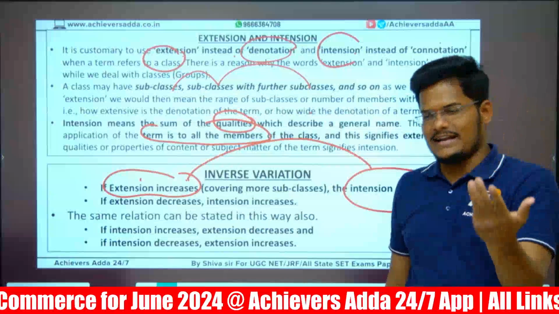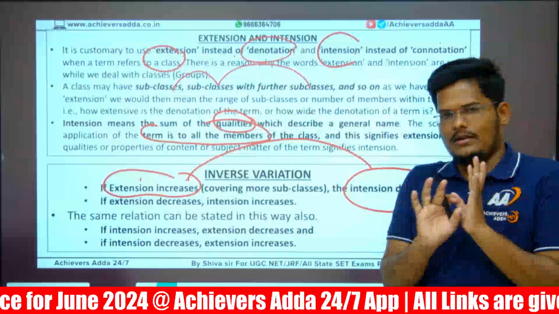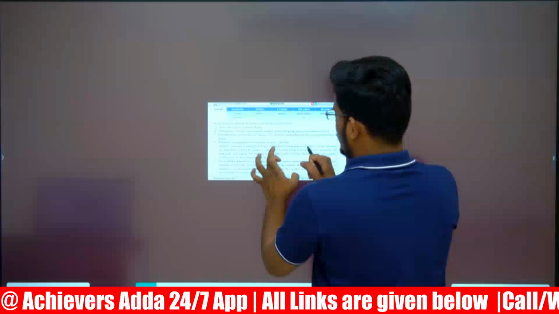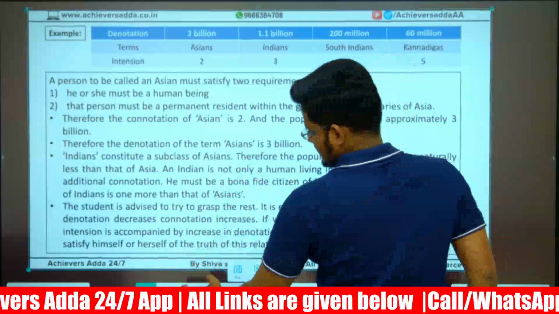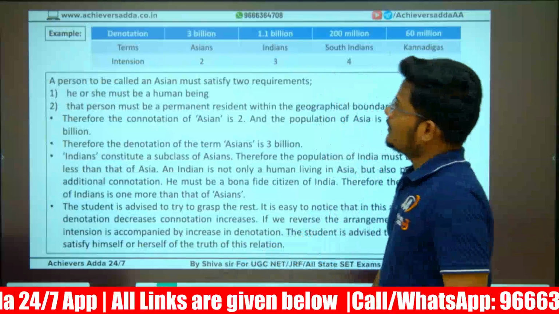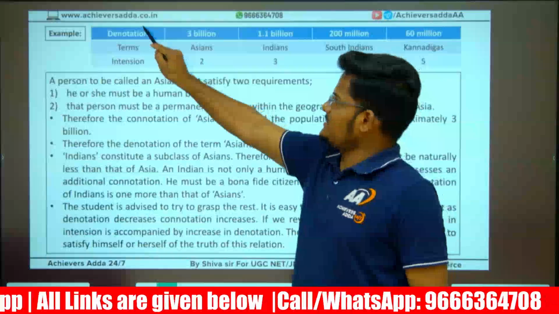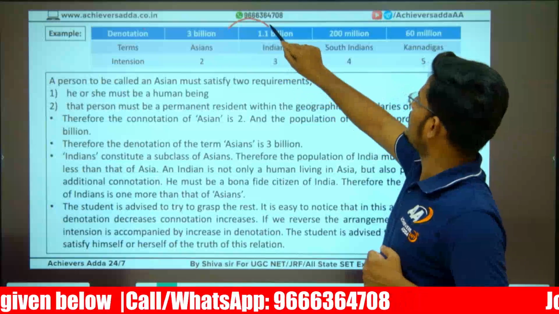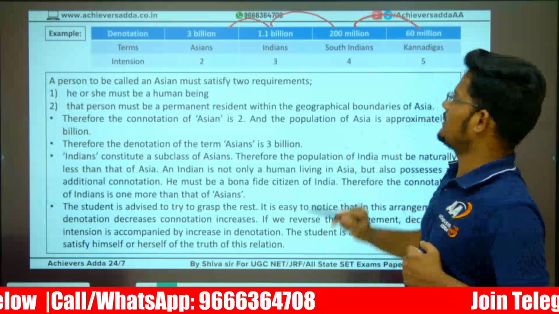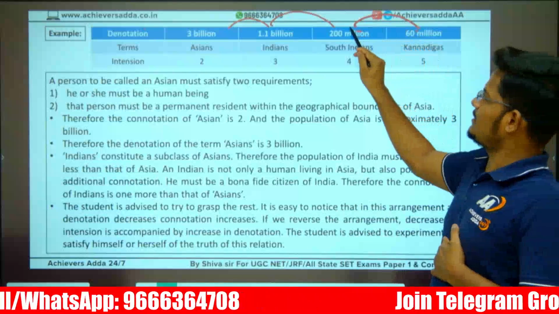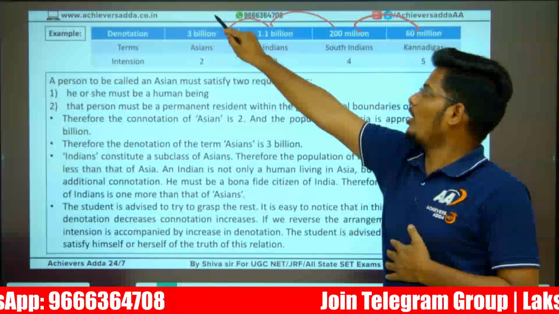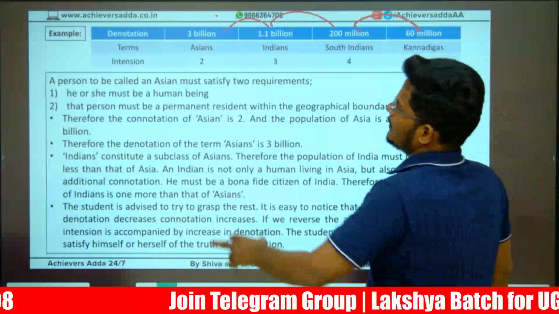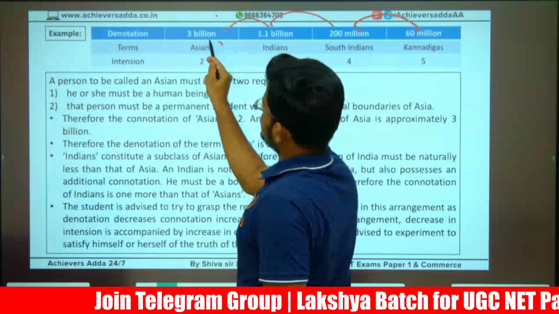You are not understanding this type of analogy without an example. I will put the same thing in example form. You try to look at this. This is a static example generally. Suppose a denotation is the 3 billion group, 1.5 billion, 1 billion, 200 million and 60 million. So 60 million, 200 million, 1.1, 300, meaning broader to narrow approach, highest to lowest, like a deductive approach. And the term is Asian.